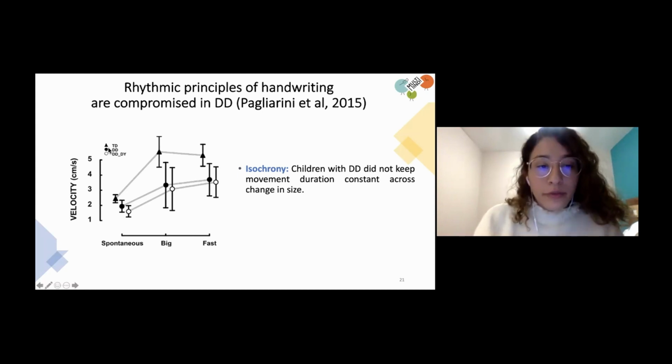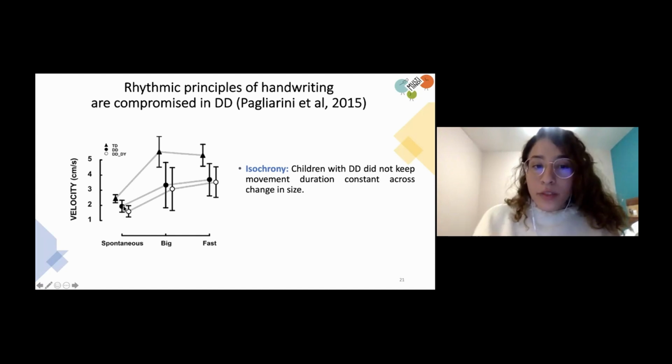If we look here, for example, at the triangles, they represent typical children, and we can see that when they were writing spontaneously, they had a particular velocity, or a particular speed. When they were asked to write the word bigger, the speed increased significantly. We can see the increase in speed for these children.